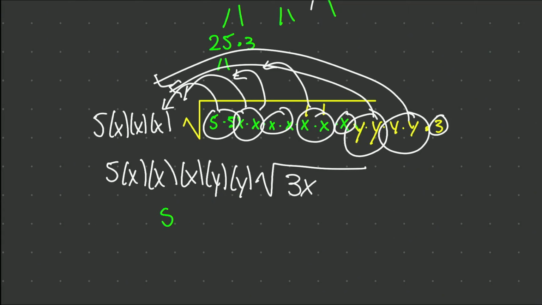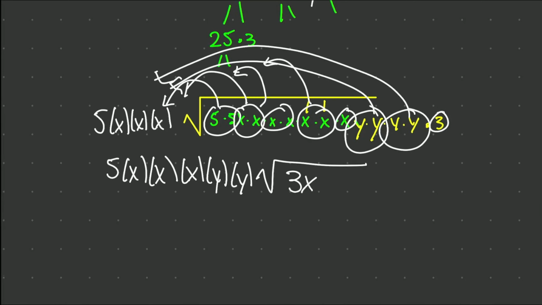So now that we've actually broken down and moved everything out of our radical sign, we can begin to simplify. This turns into x cubed, so 5x cubed. And this turns into y squared. What's left inside is going to be 3x. And it's crucial that we do this, because when we're taking a look at restrictions, right?